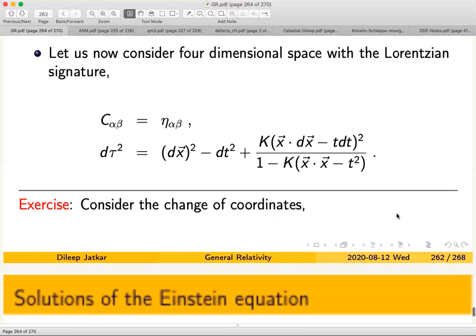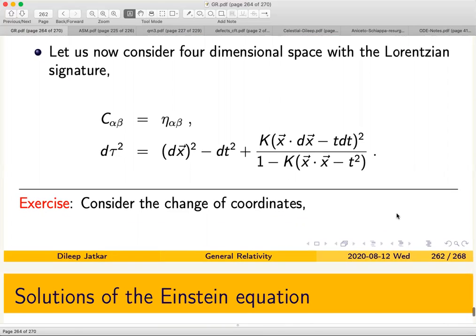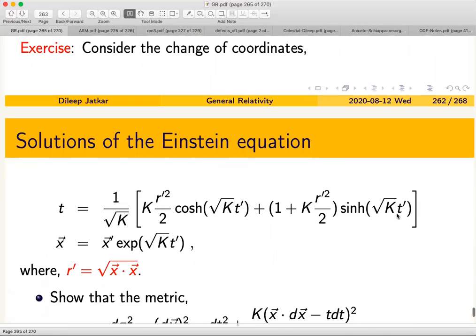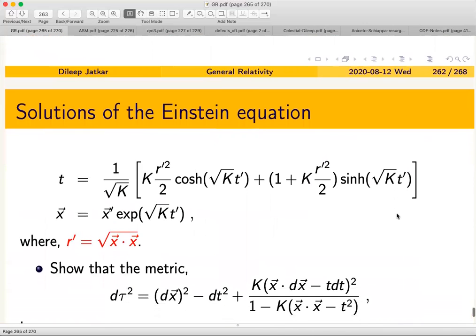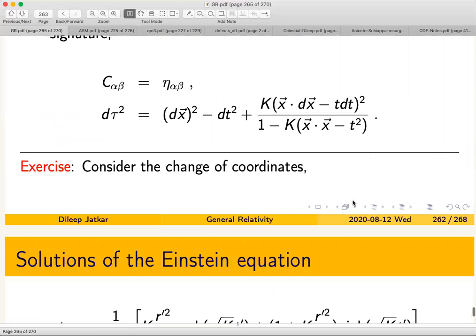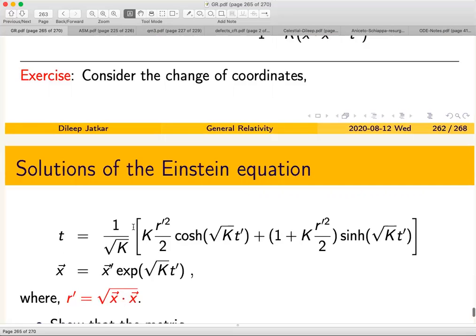Fine. Now there's a series of exercises that I'm just going to list here. So the first thing is to do the following change of coordinates. It looks horrible, but it's doable. So remember, you have a metric written out here. You write down t to be 1 over square root k times r prime squared by 2 times k times cosh of square root of k times t prime.